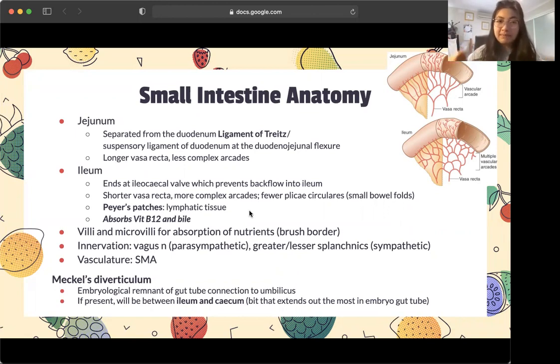Remember this, because any pathology impacting the ileum, causing inflammation or malabsorption there, will mean that you could be deficient in vitamin B12 and you don't reabsorb bile. Meckel's diverticulum, something to be aware of. It's related to embryology. You'll remember that the gut tube does have a connection to the umbilicus. And this is that embryological remnant. If it's present, it will be between the ileum and the cecum, just because that's where that connection is.